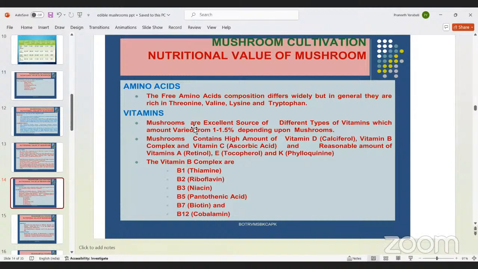So if we take this as a dietary use, there is no need for any medicines, because all types of vitamins are there: vitamin C, vitamin D, vitamin E, vitamin A. The vitamin B complex mainly, that is B1 thiamine, B2 riboflavin, B3 niacin, B5 pantothenic acid, B7 biotin, and B12 cobalamin. All these types of B complex vitamins are there, along with A, C, D, and K. So it is a multivitamin.